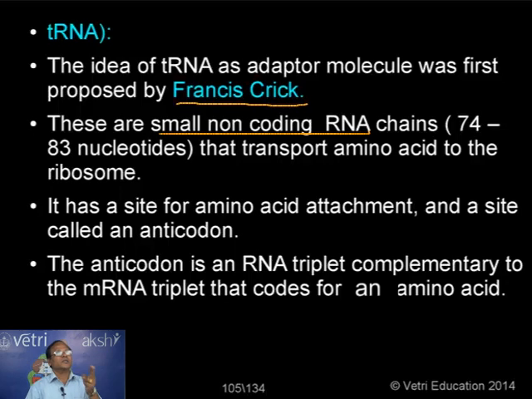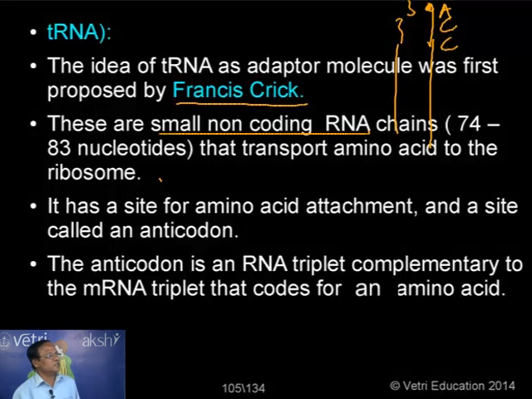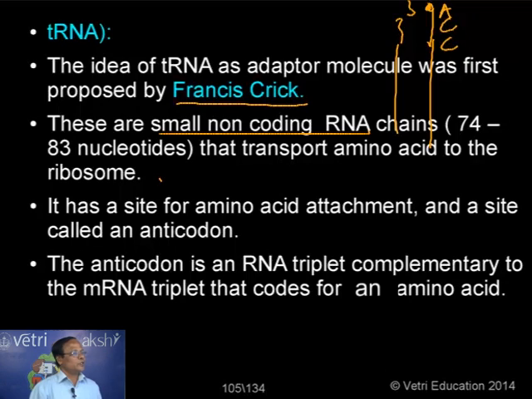Now it has two sides, as already studied in molecular biology about the structure of tRNA. One is the amino acid binding site, the CCA end, the 3' end. You see that this is the 3' end, called the CCA end, and this is the amino acid binding site, the 3' region. The idea of tRNA as an adapter molecule was first proposed by Francis Crick. This is a small non-coding RNA chain that transfers amino acids to the ribosome. It is a site for amino acid attachment, called CCA at the 3' region. This is the 5' and this is the 3' end.